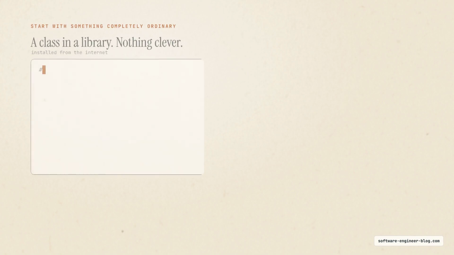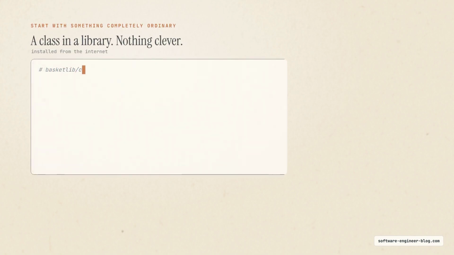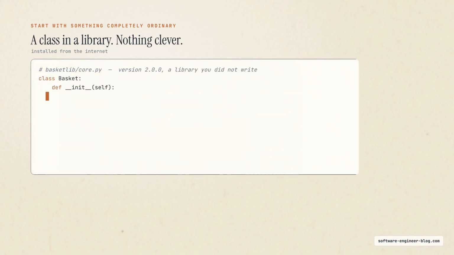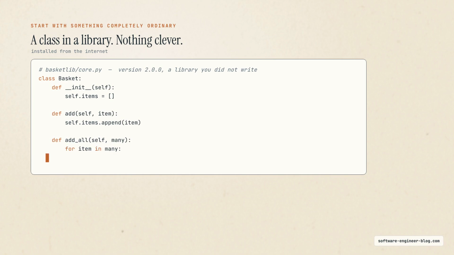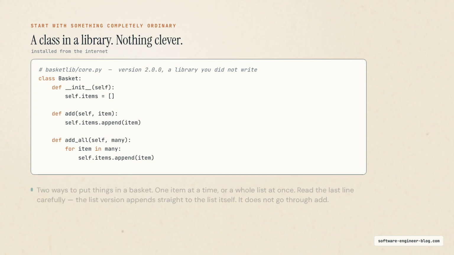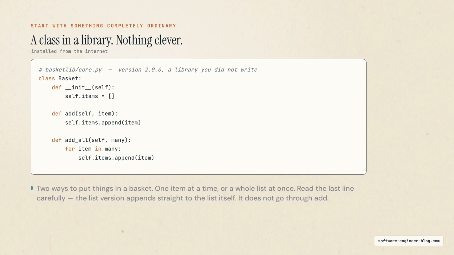Here is the library. It is deliberately boring. A basket holding a list of items. 2 ways to put something in. Add for one item, and addAll for a whole list at once. Now look at the last line, because everything that follows hangs on it. addAll loops over the items and appends each one straight to the list. It does its own work. It does not call add. Nobody documented that. Why would they? It is an internal detail. If you ask the person who wrote it whether addAll goes through add, they would probably have to open the file and check.